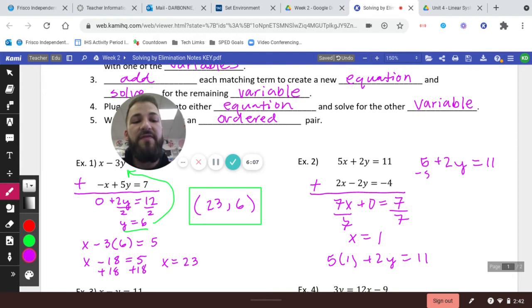I can subtract 5 and subtract 5, which gives us 2y is equal to 6. Divide by 2, divide by 2. We get y is equal to 3. So that gives us x value of 1, y value of 3. So 1, 3 for our final answer.